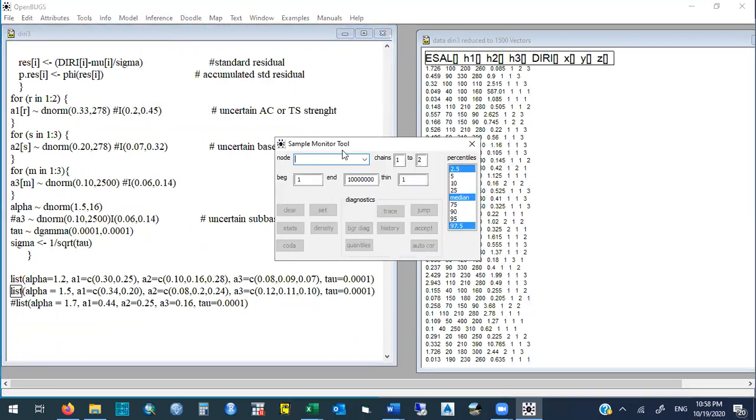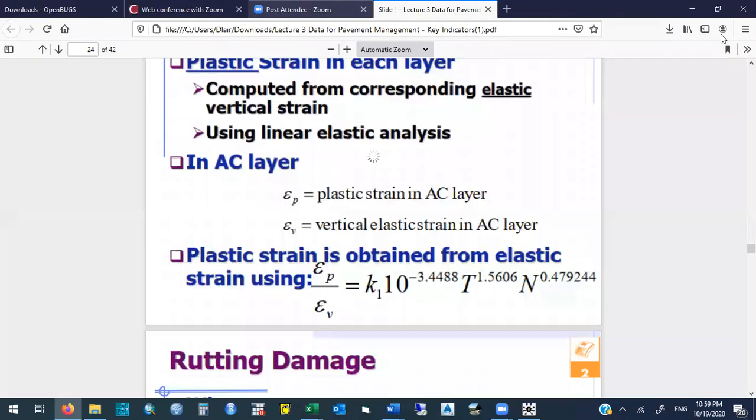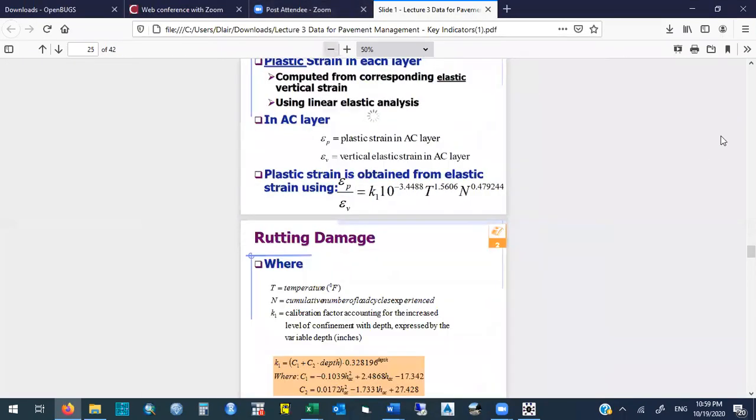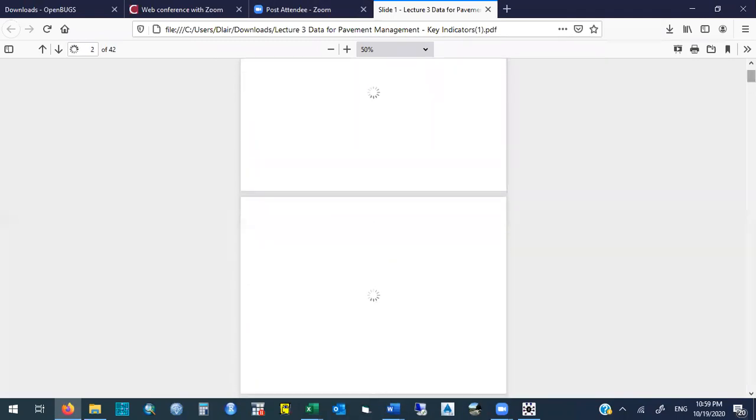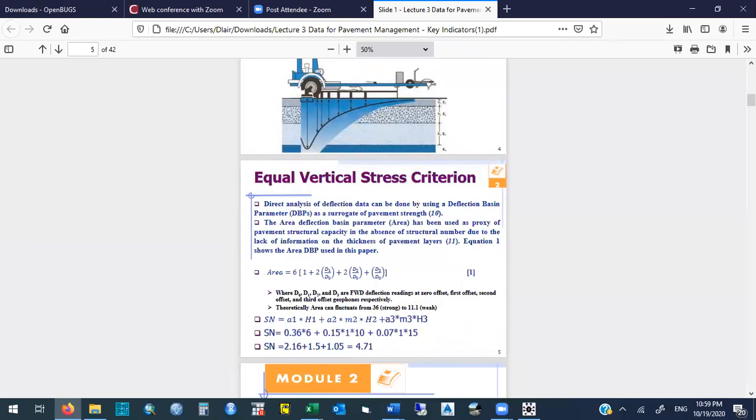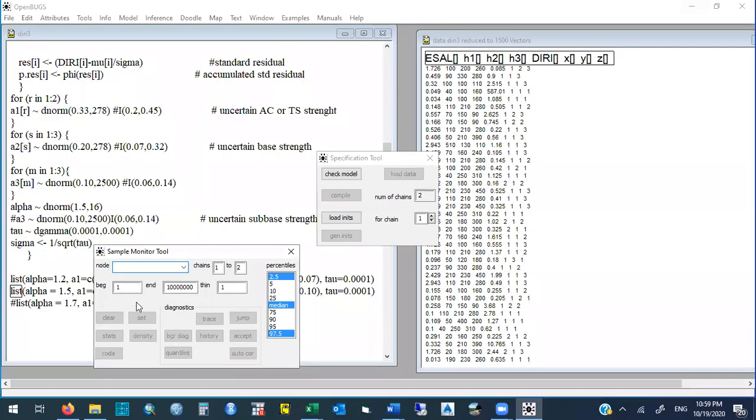And with the samples, my samples are for my coefficients A1, A2, A3. These are the structural number coefficients, right? Do you remember the structural number? Hopefully I talked about the structural number in another class. I don't think I did in this class. Did I? Coefficient A1, A2, A3. Yeah, okay. So you guys remember the structural number, right? The A1, A2, A3. I don't have it there, but that's what I'm trying to get here.